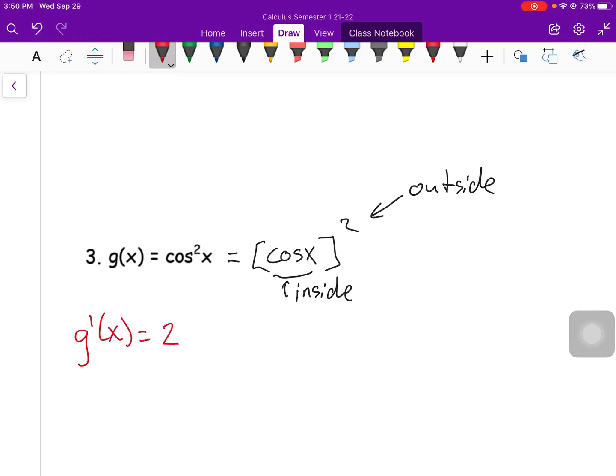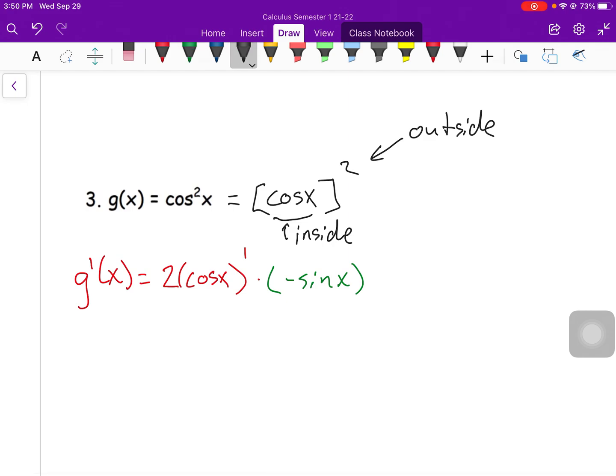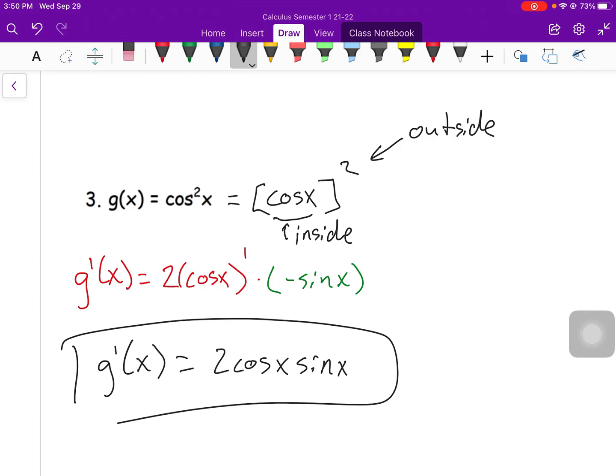I do the 2 down, keep what's inside the parentheses, and then 2 minus 1 in the exponent is now just 1, times derivative of the inside, well, the derivative of cosine of x, we have to memorize as negative sine of x. So when I go to finalize my answer, this one's really boring, it would just be 2 cosine of x times sine of x. They're not going to change at all.